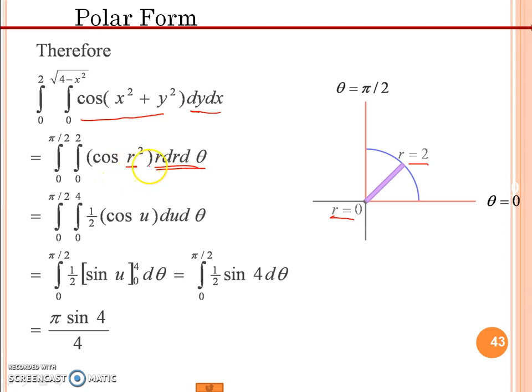Now we have to integrate this term, so we put r square equals u. If we differentiate, we get du equals 2r dr. So we get this integral in the form of u. We integrate this integral, and we get 1 by 2 sin 4 d theta. Lastly we integrate with respect to theta, and we get pi sin 4 divided by 4. This is our final answer.